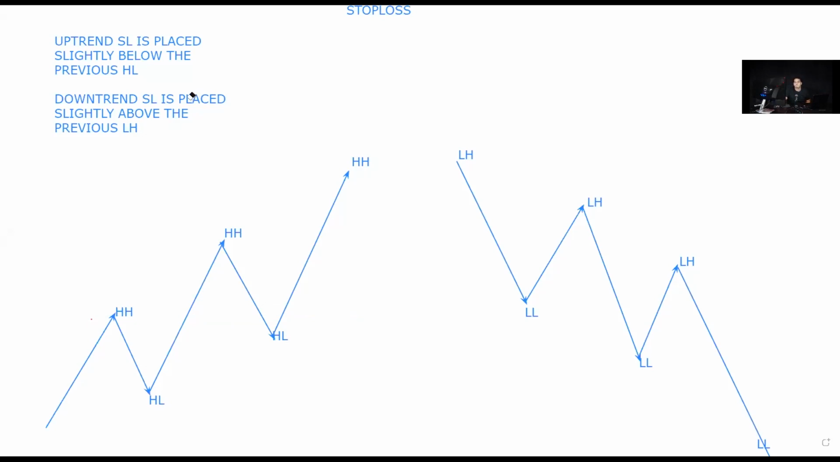Okay, so as we see in the top left on our rules, on the uptrend, stop loss is placed slightly below the previous high or low. Okay, so we're going to do one at a time. We'll work with the uptrend first.